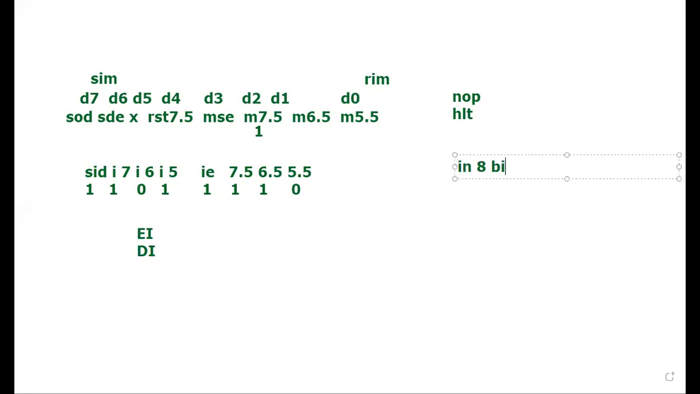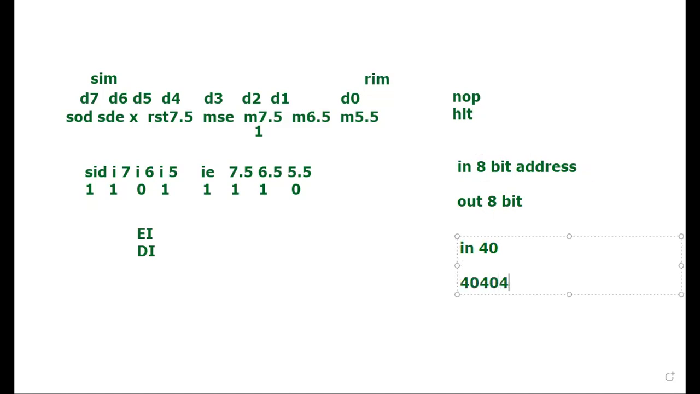IN and then 8-bit address, it is similar to your LDA instruction. OUT and 8-bit address, it is similar to your STA instruction. Okay, this is called as the port address for input output devices. So if you say the 8-bit address is copied into the next higher order address. Okay, so IN 40, if you say the total address is converted into 4040 and the contents of that address will be read or copied into accumulator.